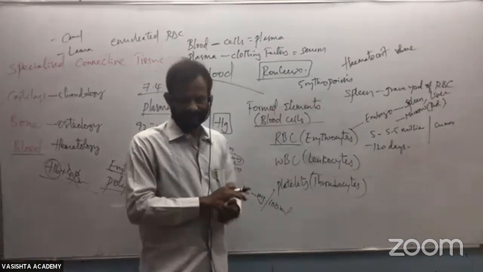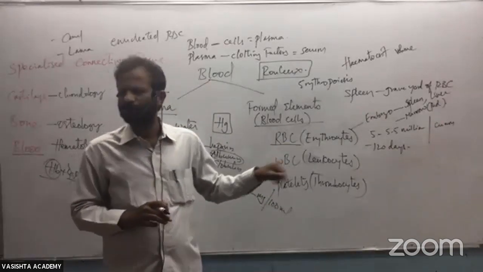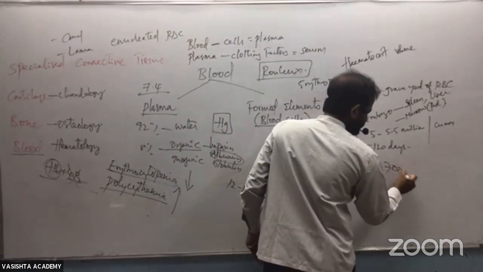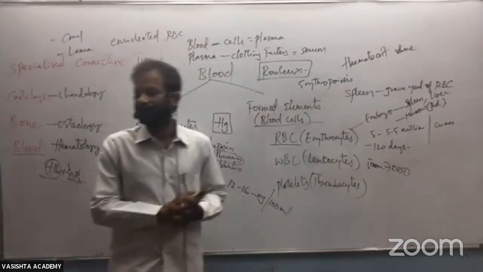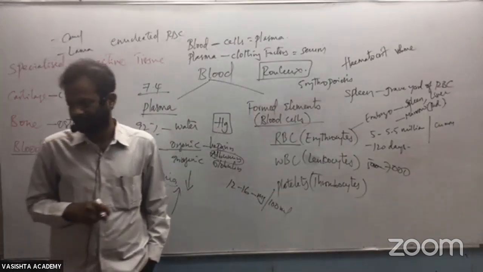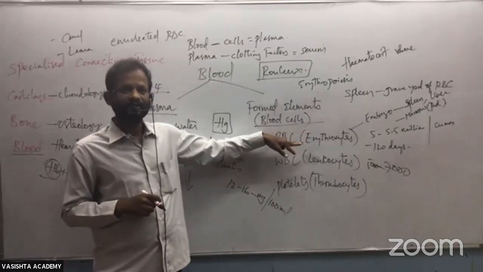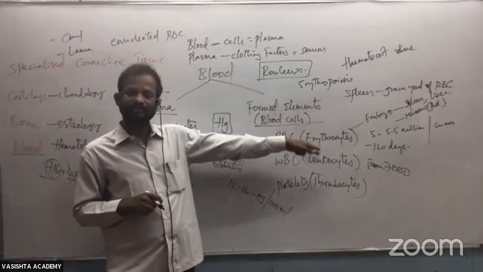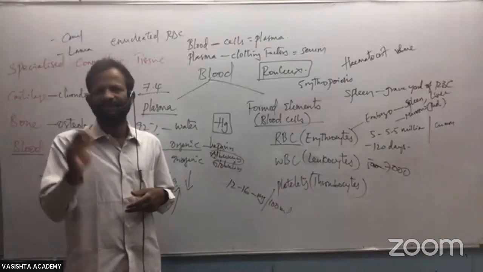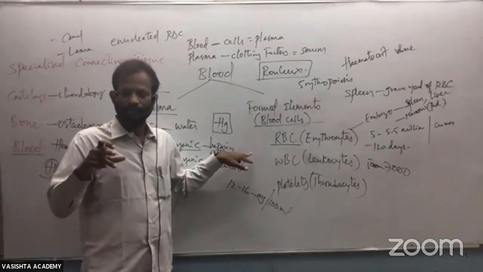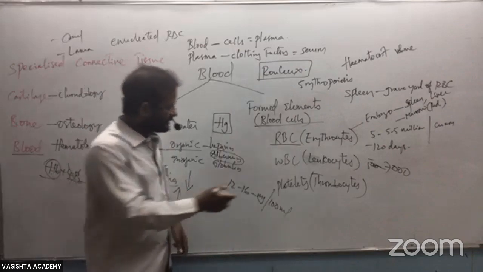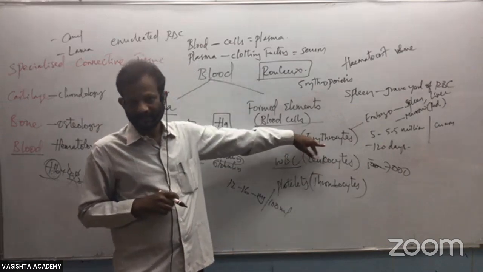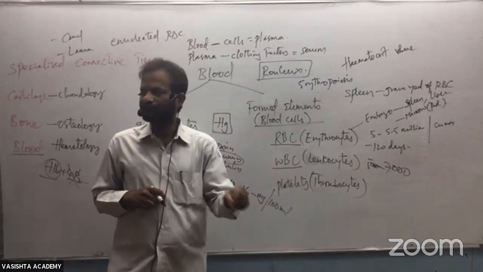Now come to WBCs. These WBCs are called leukocytes. We can find 5,000 to 7,000 WBCs per cubic mm of blood. You see the comparison, you see the difference. The number of RBCs is 5 to 5.5 million per cubic mm, but here the WBCs are 5,000 to 7,000 per cubic mm. So the number of WBCs is low. The WBC lifespan is also very less. RBC lifespan is 120 days, but the WBC lifespan is just 2 weeks.